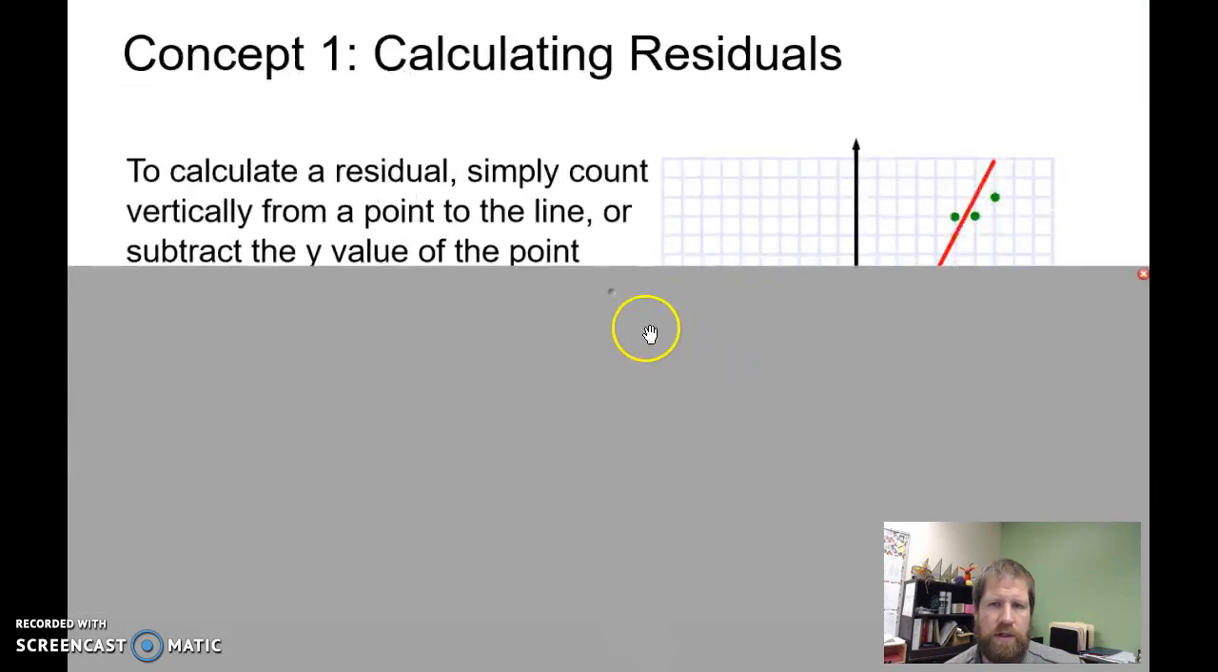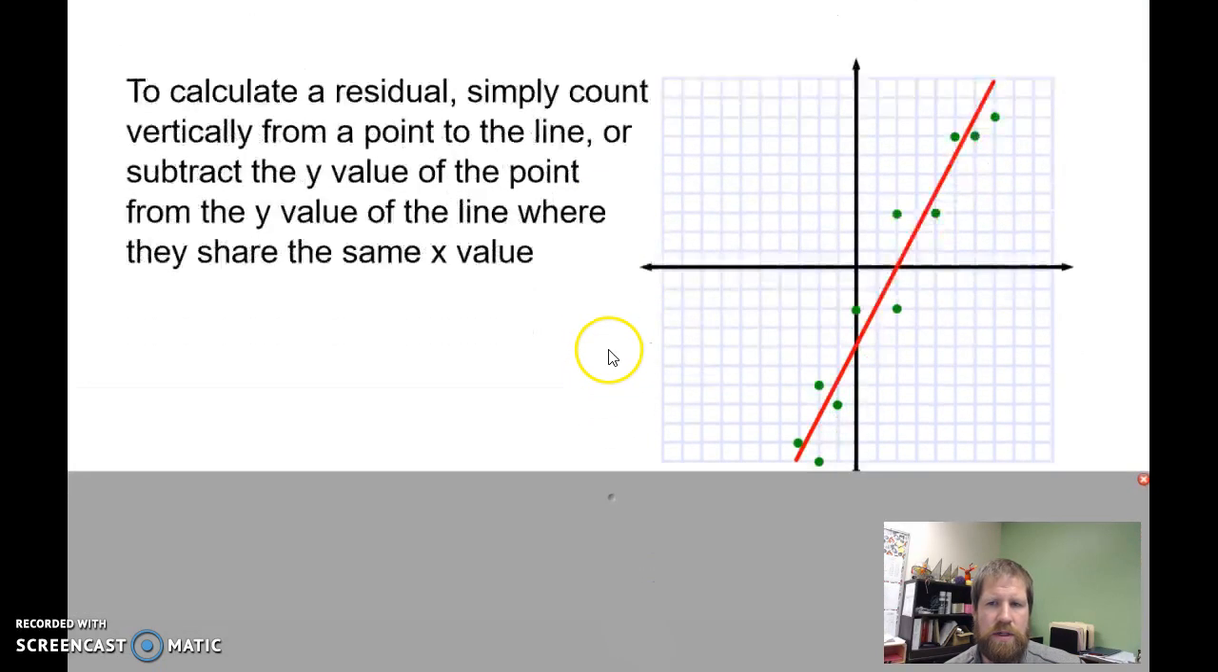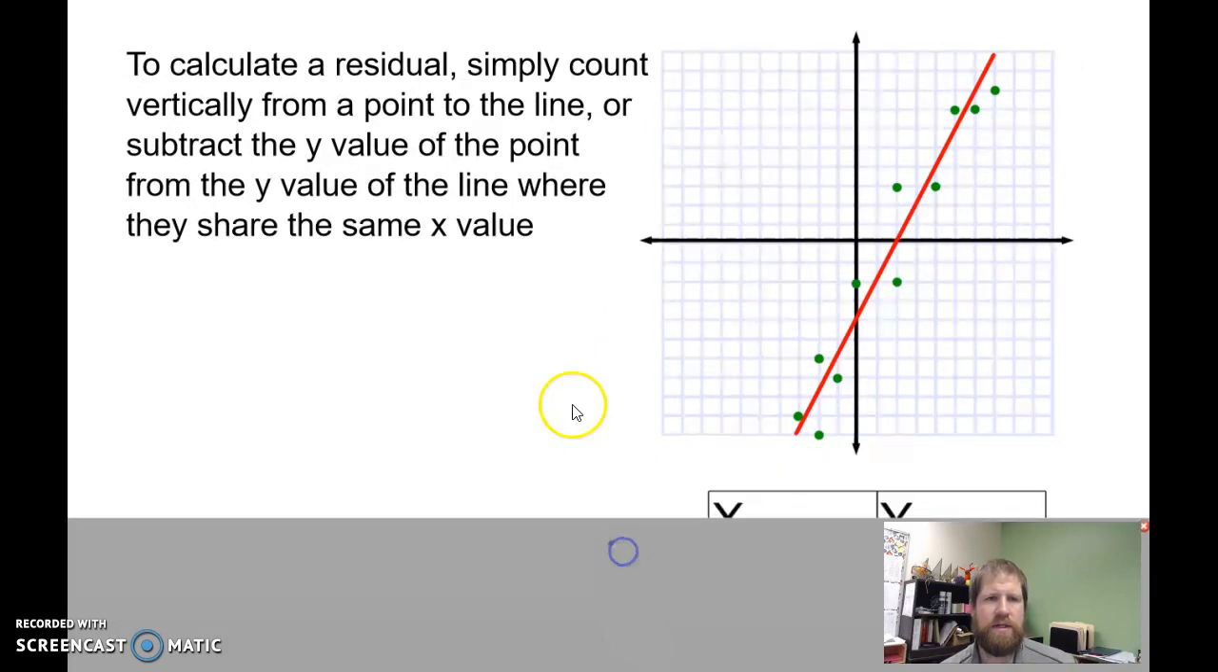Okay, concept 1, calculating residuals. To calculate a residual, you are just going to be counting the vertical distance between the point and the line. Okay, if you have it in graph form, I would just go and I would say this is 1, 2, 3 above my line, so this point has a residual of 3. Okay, this one is 2 below my line, so it has a residual of -2. All right.